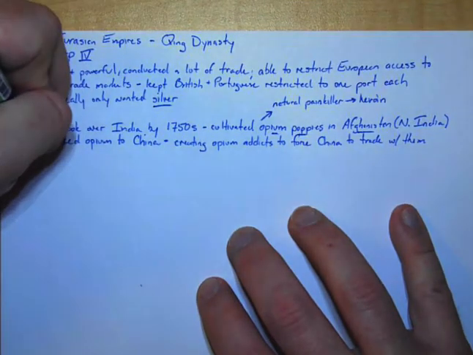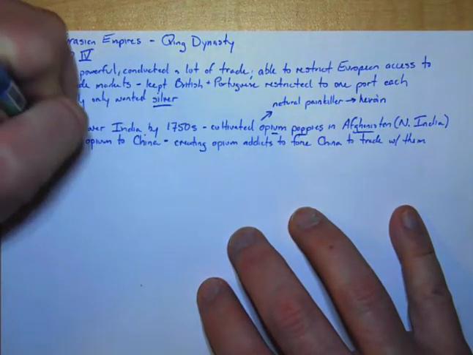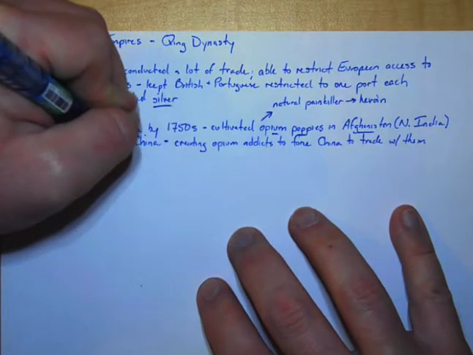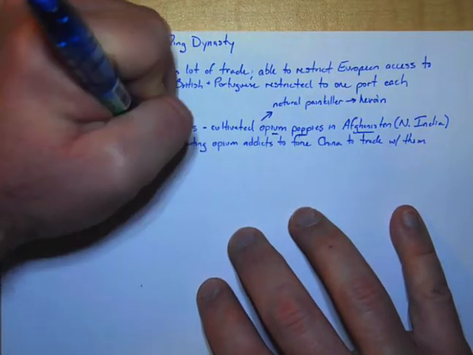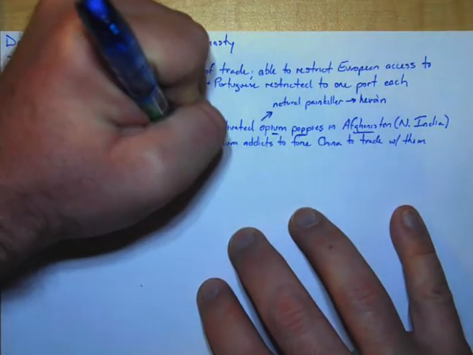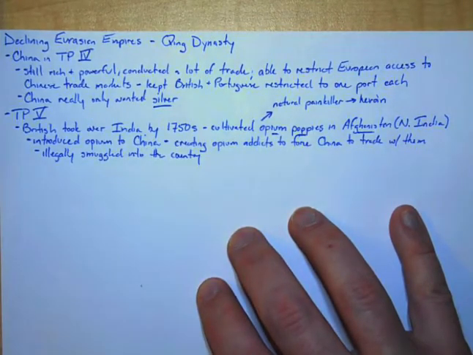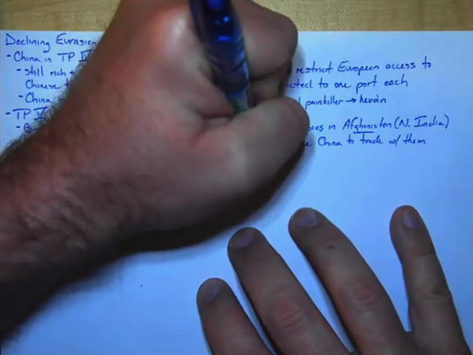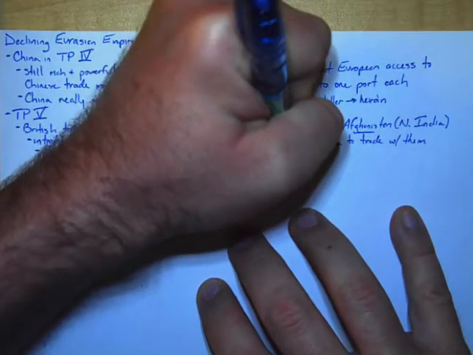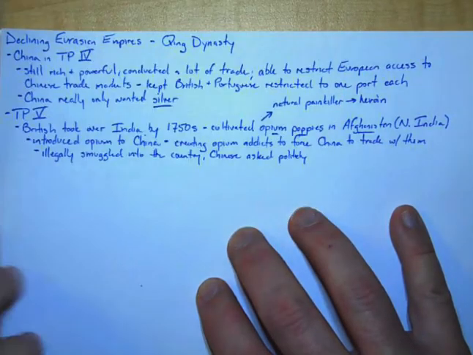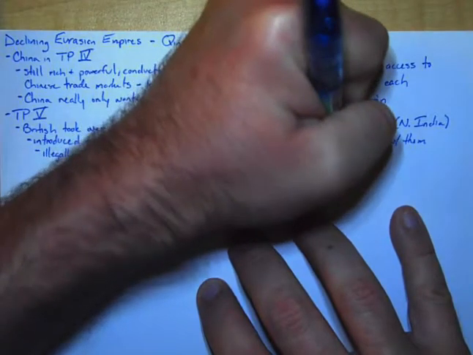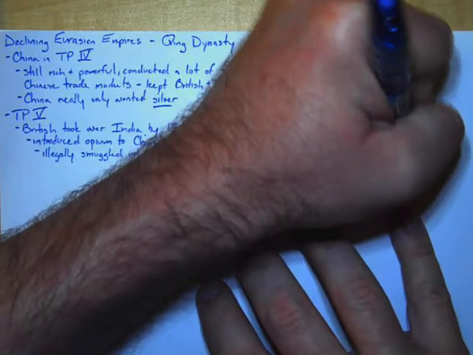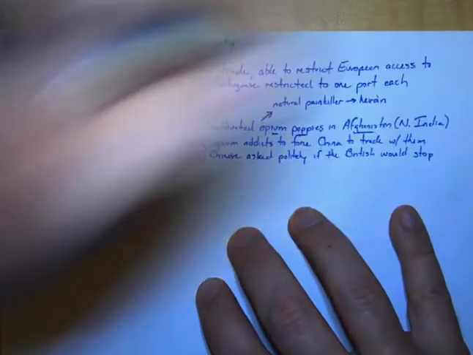Now, this was all done illegally. This was illegally smuggled into the country. And the Chinese asked politely if the British would stop. But the British didn't.